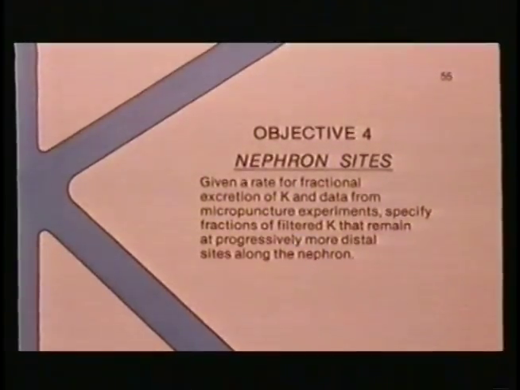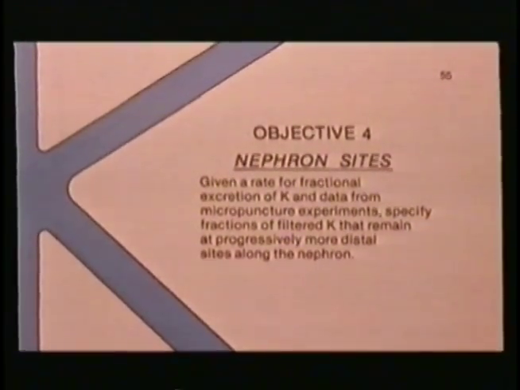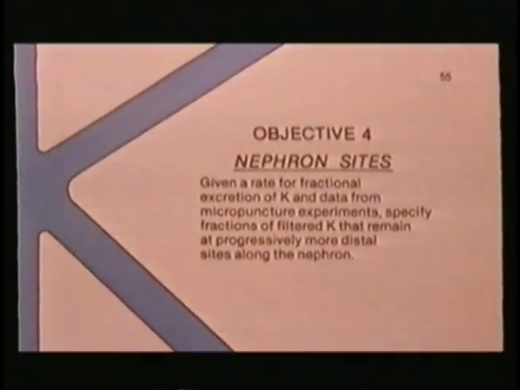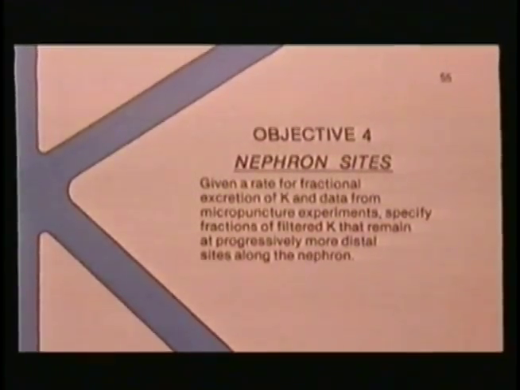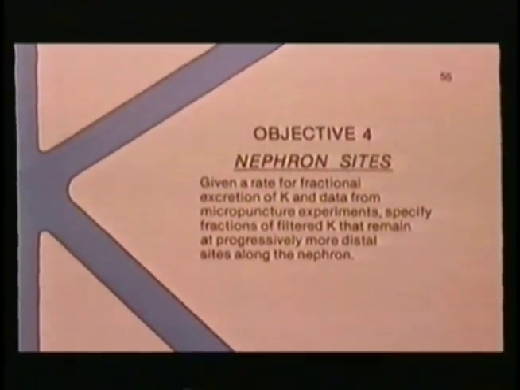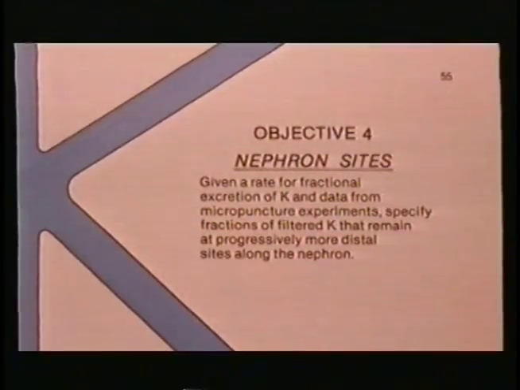Our fourth objective is to identify nephron sites involved in potassium excretion. Given a rate for fractional excretion of potassium, from a knowledge of micropuncture experiments, you should be able to specify the fraction of filtered potassium that remains at progressively more distal sites along the nephron.